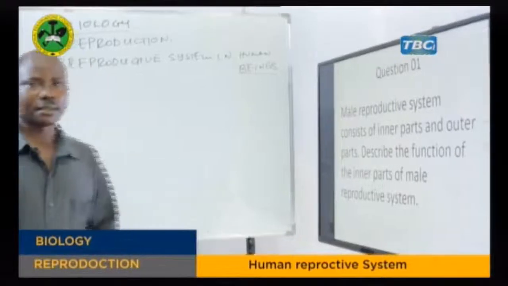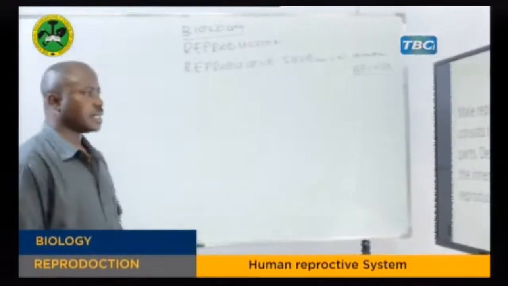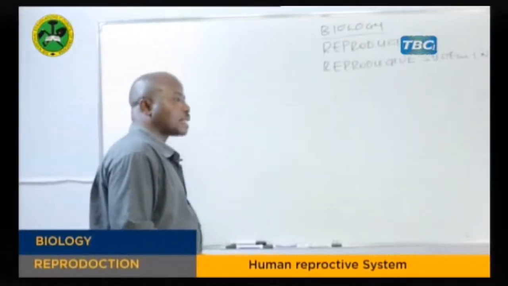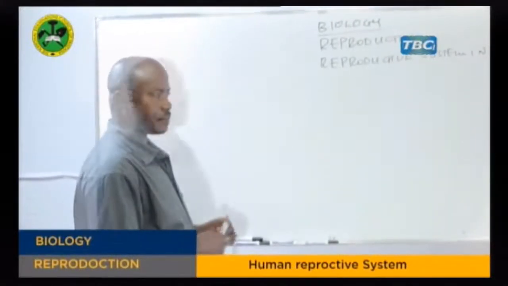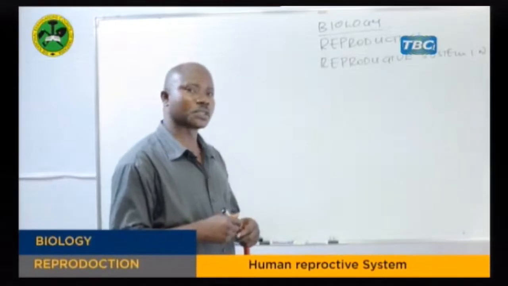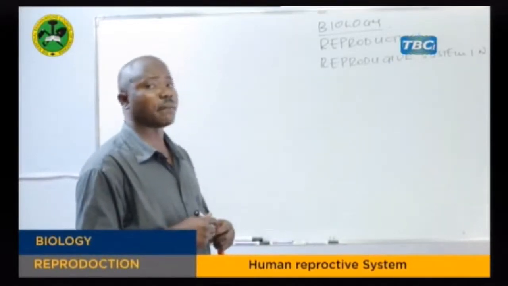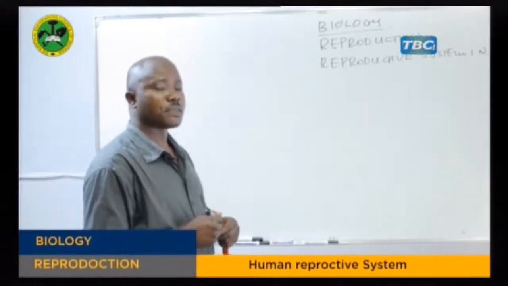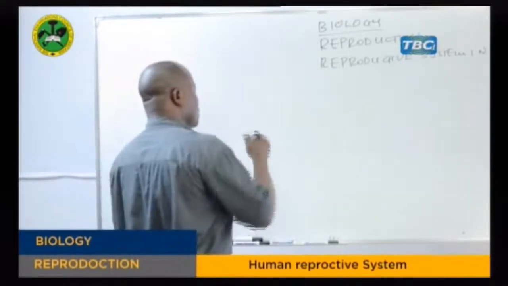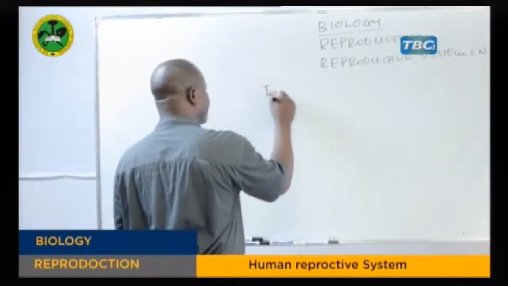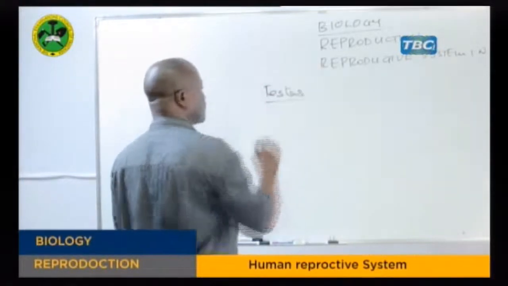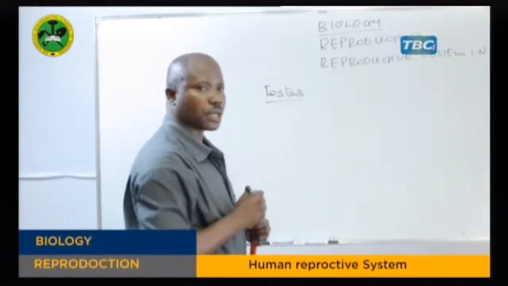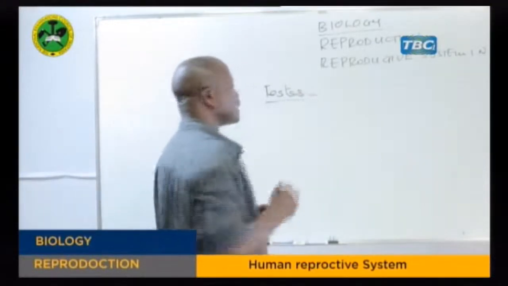My dear students, if you see that the question is asking you to describe the function of the inner part of the male reproductive system, what you are supposed to do here is to identify the inner parts of the male reproductive system and explain the function of each part. For instance, there is the testis. This is an inner part. Therefore, to answer this question, you have to explain the function of the testis.